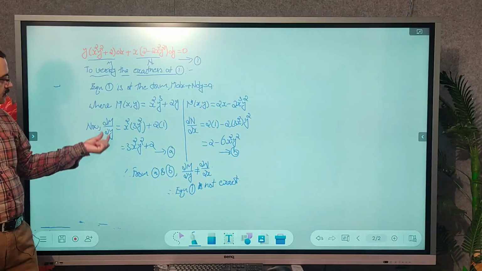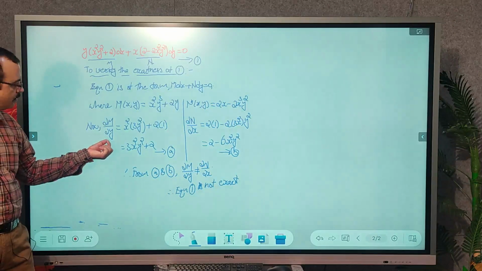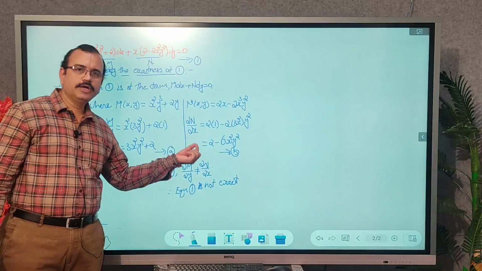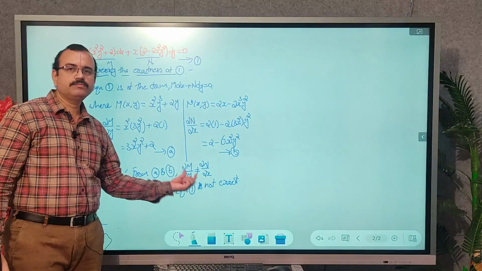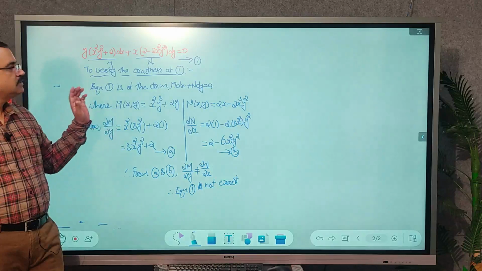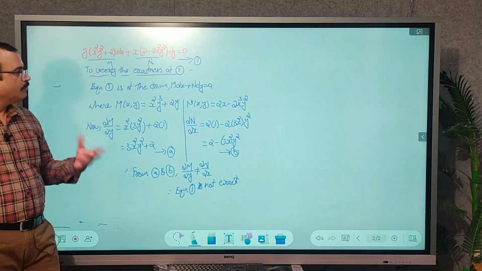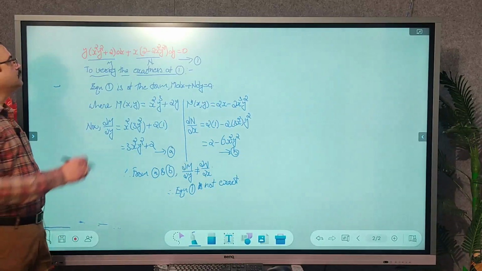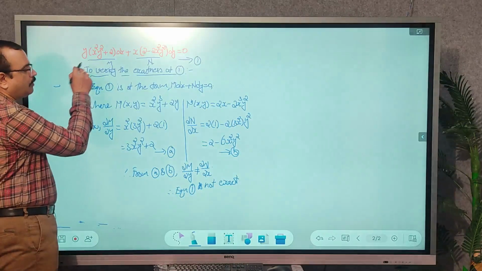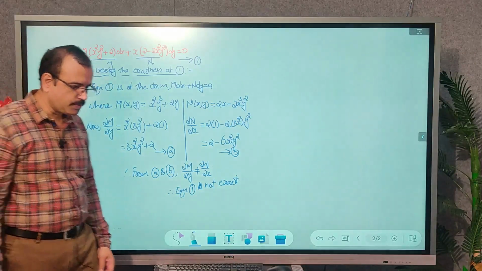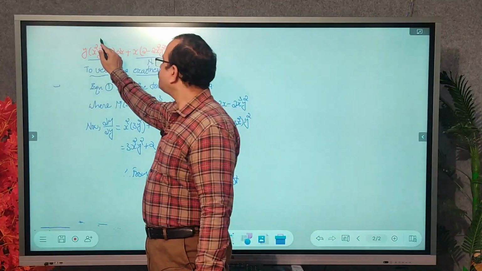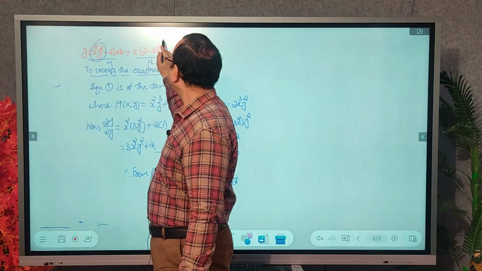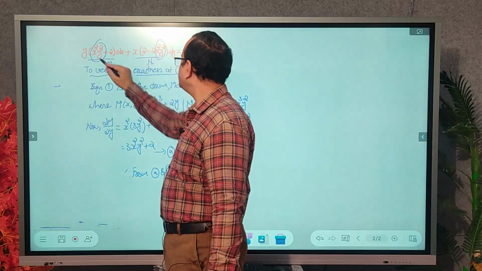So that's why we did. We have calculated ∂M/∂y and ∂N/∂x, both we did and found that both are not the same, meaning the equation is not exact. Now, if you observe, this equation is in the form of some y into f of xy, because there is a product term here. So here we have a product term and here also we have a product term.